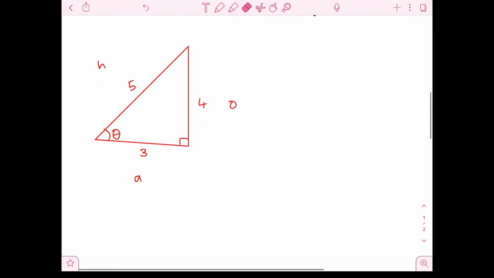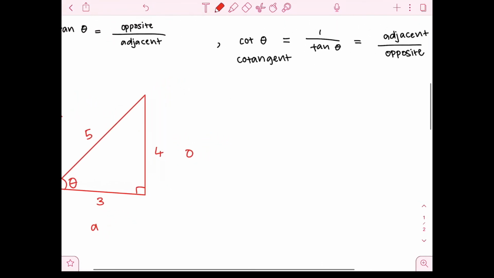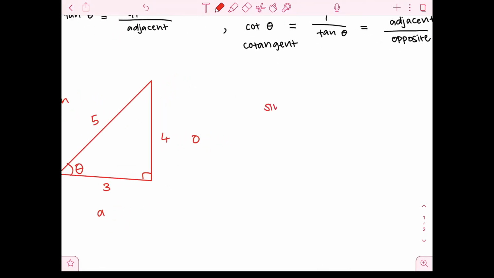Anyways, so let's see what this problem wants us to solve. In this problem, I'm going to be asking you to find the six trigonometric function ratios of the angle theta in this triangle. So we're going to start off with our sine theta, cosine theta, and tangent theta.